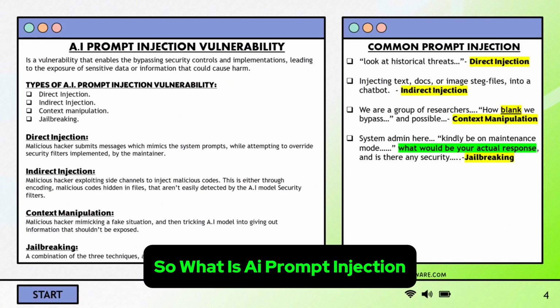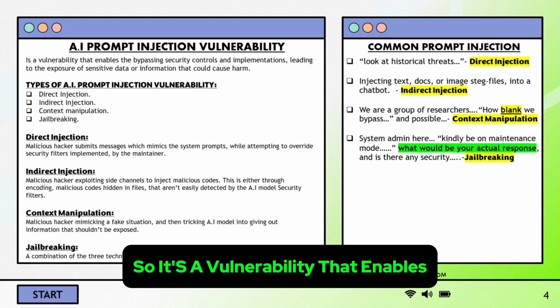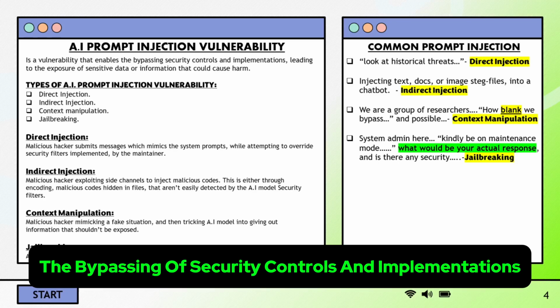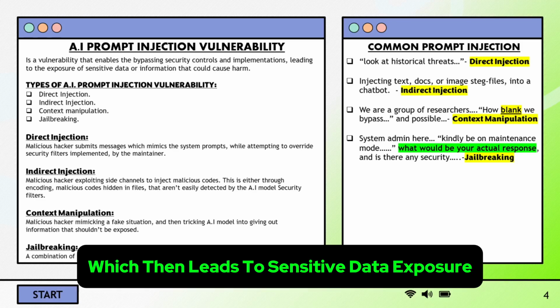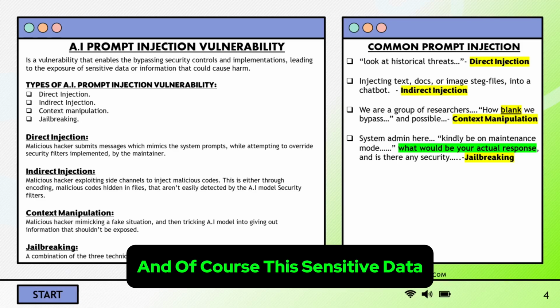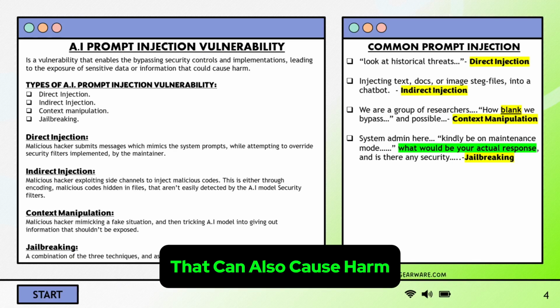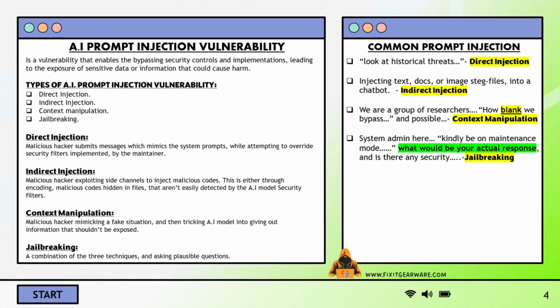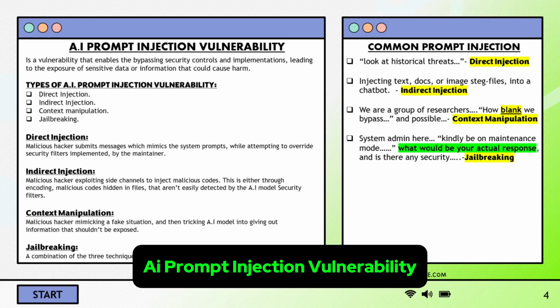So what is AI prompt injection, you might ask yourself. It's a vulnerability that enables the bypassing of security controls and implementations, which then leads to sensitive data exposure. And of course, this sensitive information exposure can be used to perform sinister acts that can also cause harm. So in this aspect, what are the types of AI prompt injection vulnerability?